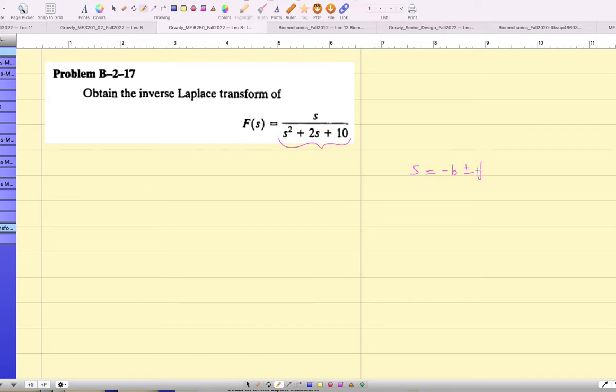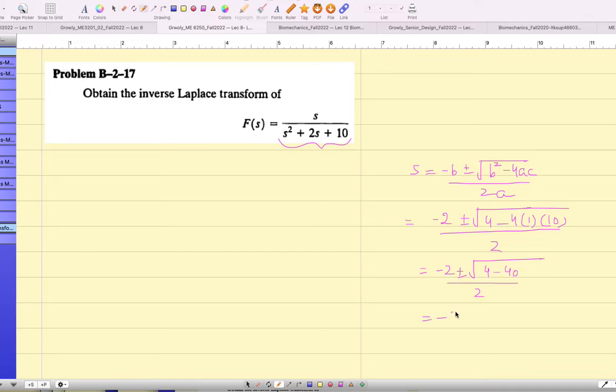You see, the quadratic formula: minus 2, plus or minus the square root of 4 minus 4ac, over 2. The roots are minus 1 plus or minus 3 iota. You see my point? So this is very helpful.